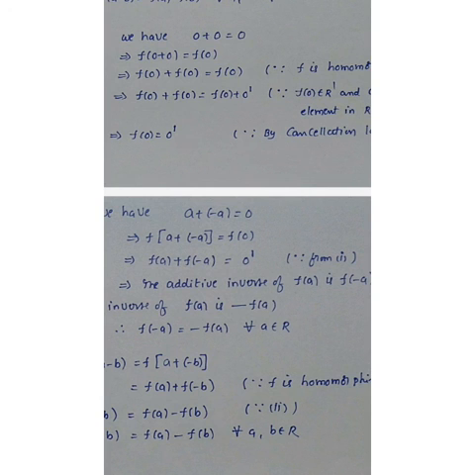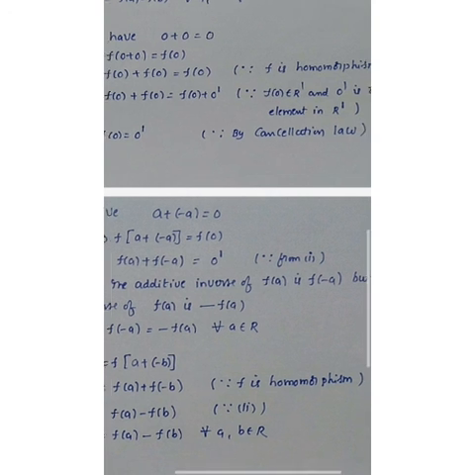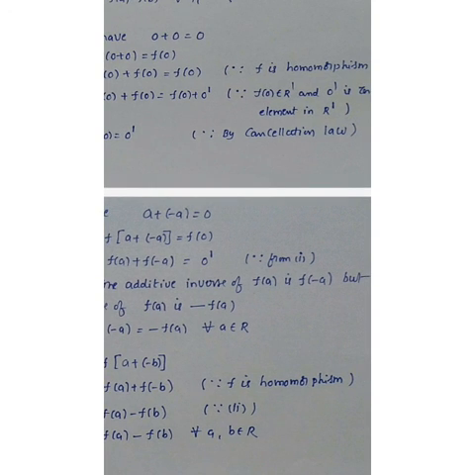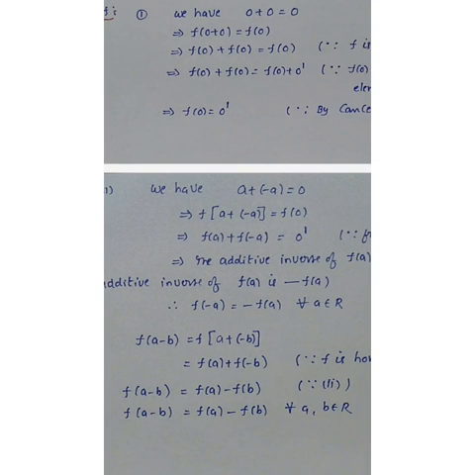From this we can say that one is the additive inverse of the other, because the sum of the two elements is 0. Therefore the additive inverse of f(a) is f(-a), but the additive inverse of f(a) is denoted by -f(a). Therefore f(-a) = -f(a) for all a belongs to R.